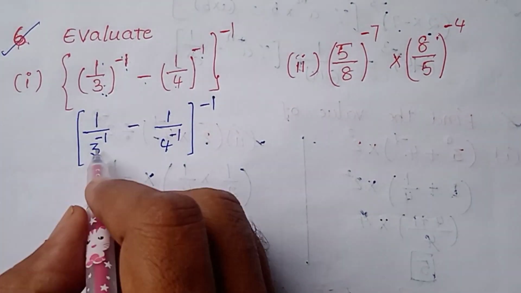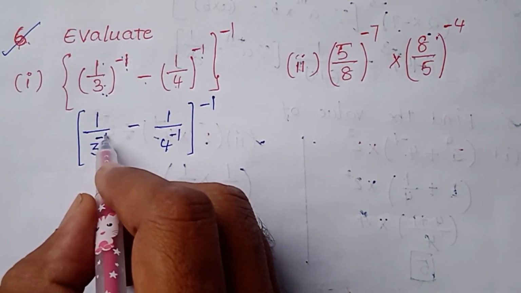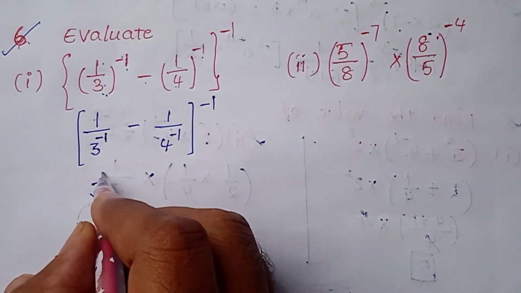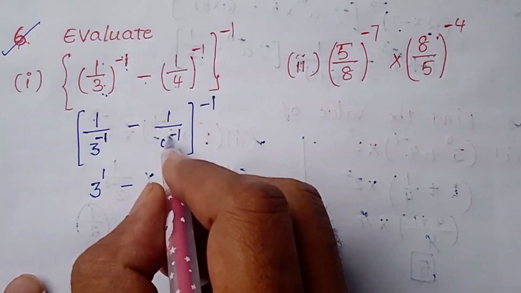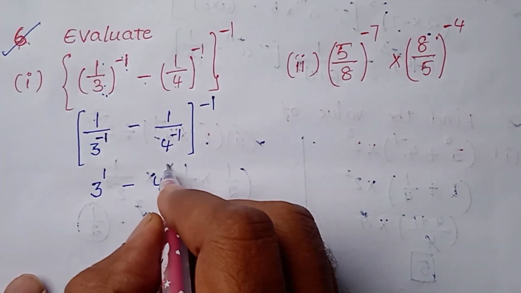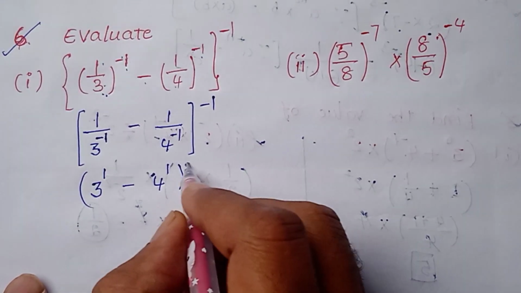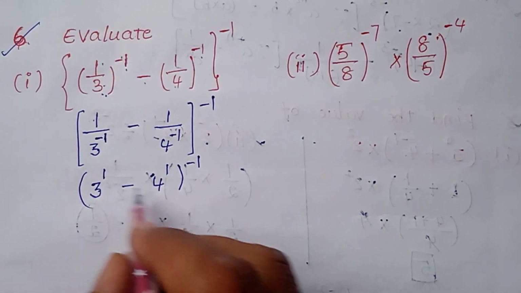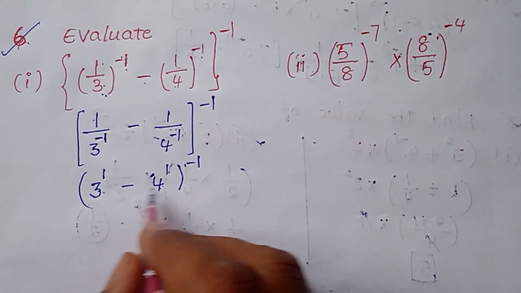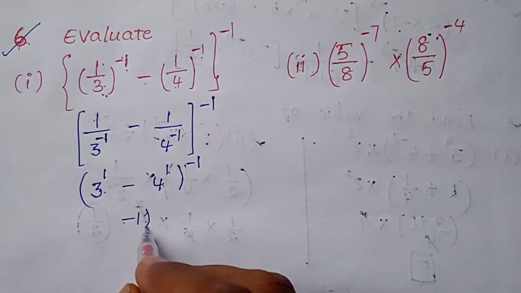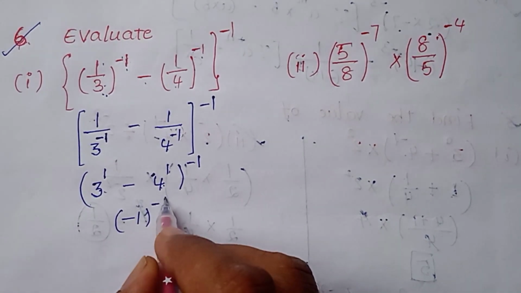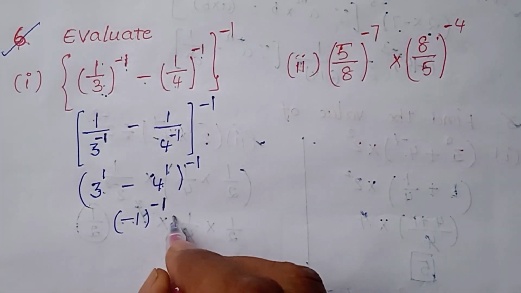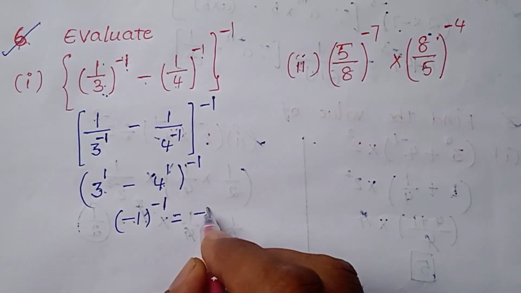See now, the negative exponent in the denominator, if we shift it to the numerator, it will be positive, that is 3 to the power of 1 minus 4 to the power of 1, whole to the power of minus 1. So here, 3 power 1 is nothing but 3, 4 power 1 is nothing but 4. So 3 minus 4 is minus 1. Minus 1 whole to the power of minus 1. See, minus 1 whole to the power of minus 1 is nothing but minus 1.